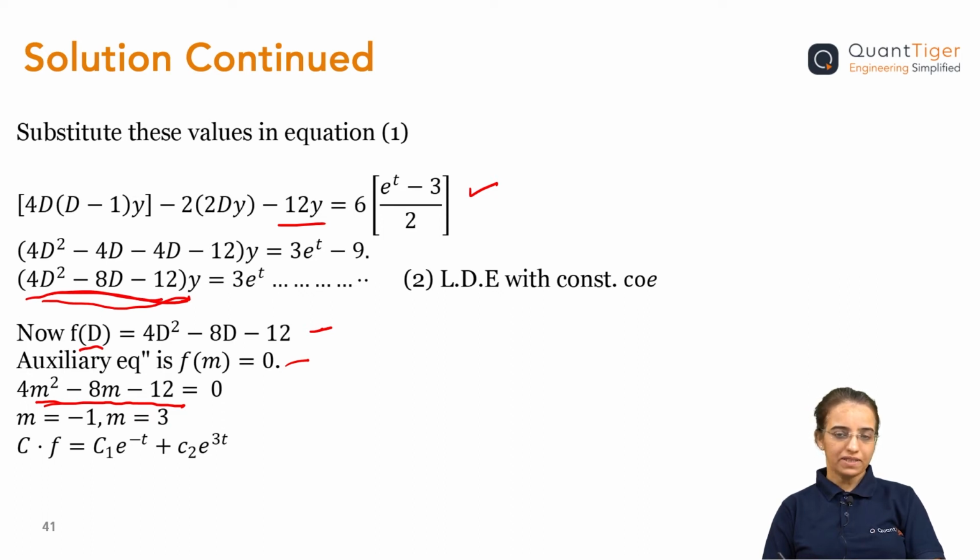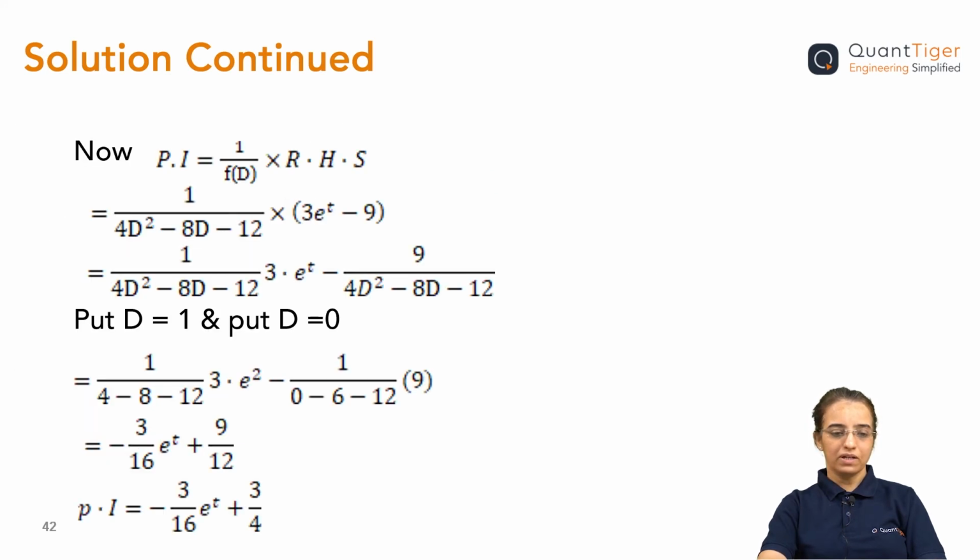So for each of these terms I will be writing the CF. For this minus 1 I wrote C1 into e to the power minus t. ये minus 1 इसलिए, we got minus 1 value, so that's why it became minus t. Here it is 3, so you get C2 into e to the power 3t. So depending on the m values we will be writing the complementary function. इसके बाद की जो step है वो हमें लिखना है particular integral.